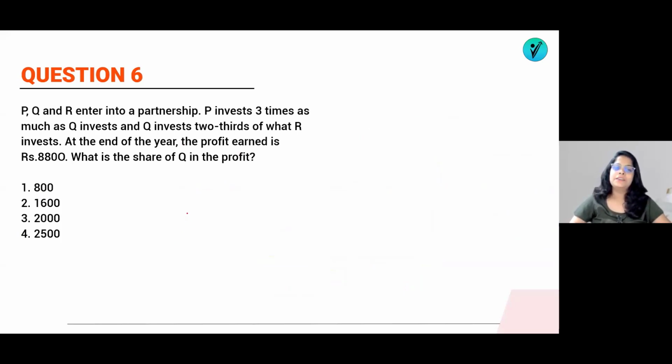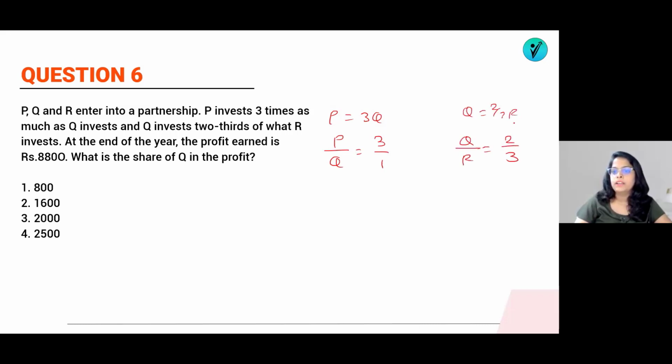Now next is the partnership question. P, Q and R enter into a partnership. P invests 3 times as much as Q invests, and Q invests 2/3 of what R invests. At the end of the year, the profit earned is 8800. What is the share of Q in the profit? So P invests 3 times of Q, that means P by Q will be 3 by 1. And Q invests 2/3 of R, so Q by R is equal to 2 by 3.